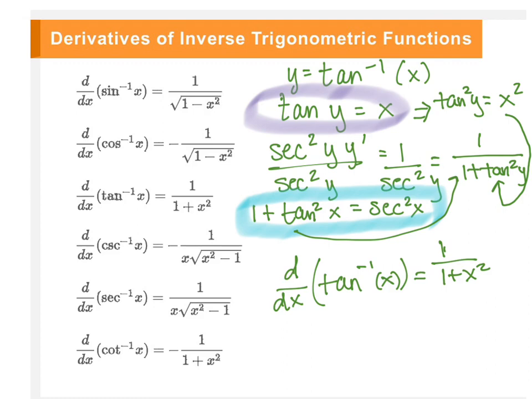Then I used implicit differentiation to take the derivative of tangent of y equals x. What's the derivative of tangent? So I've got secant squared of y times y prime equals 1 from that x. Okay? So then I divided by secant squared y. So I've got 1 over secant squared y. 1 over secant squared of y is equal to y prime.